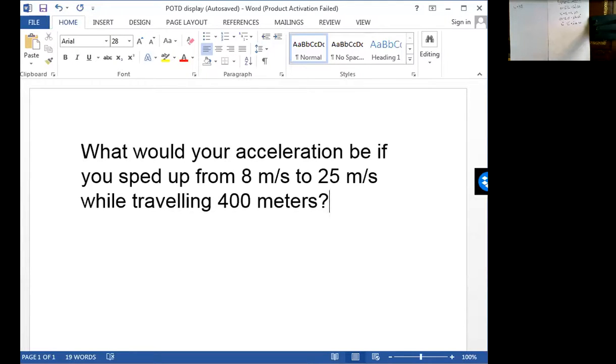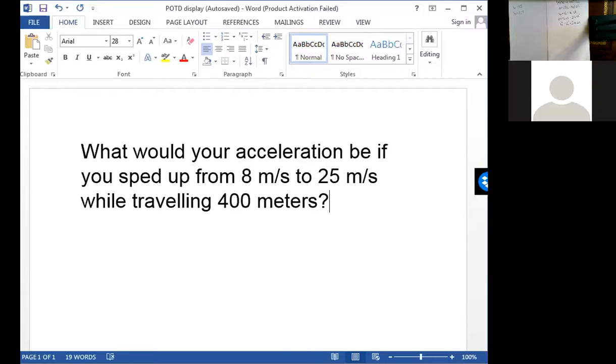Good. What else do we have? Final velocity. And what's its final velocity? 25 meters per second. Right, so that's how fast it's going at the end. That's our VXF. One more given, right? What's the other thing we know? How fast you sped up? Well, that's what we're looking for, right? Because the last thing is while traveling 400 meters.